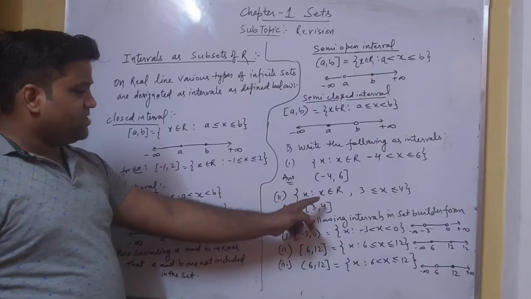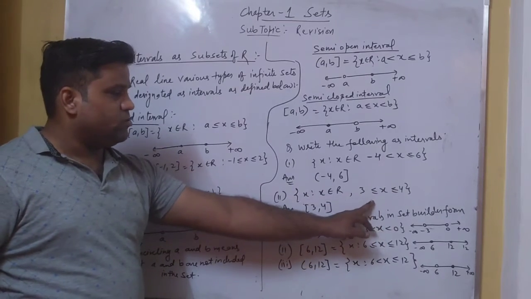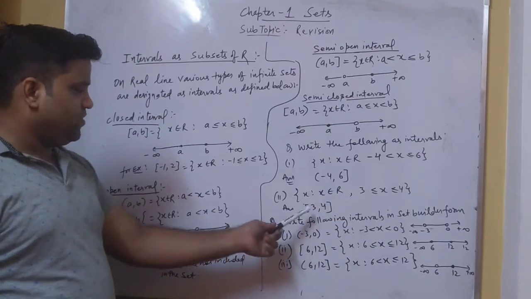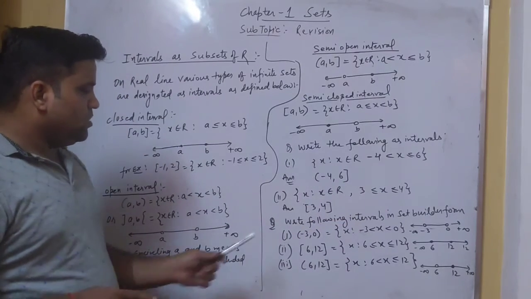Similarly, another set we have is x belongs to R, where x is greater than or equal to 3 and less than or equal to 4. So this is the closed interval. So we write it in this form.